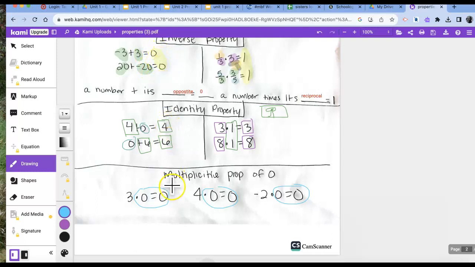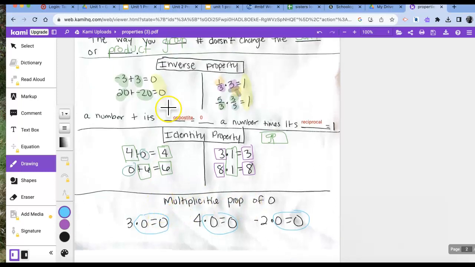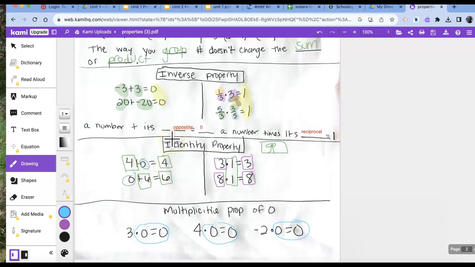So you do have to be careful and look at what's really happening to the problem. Okay, so multiplicative property of 0, 2 zeros in it. Up here, the inverse property, our answer is 0 because when you add inverses or opposites, you get 0. Here, when you add 0, its identity stays the same.